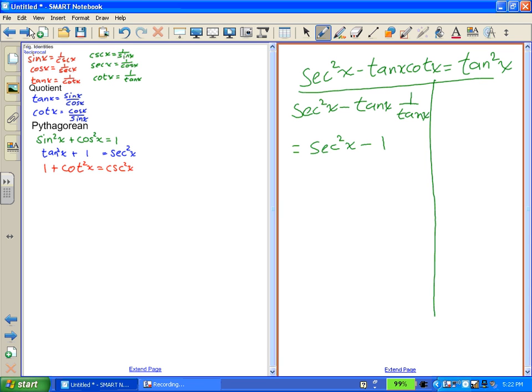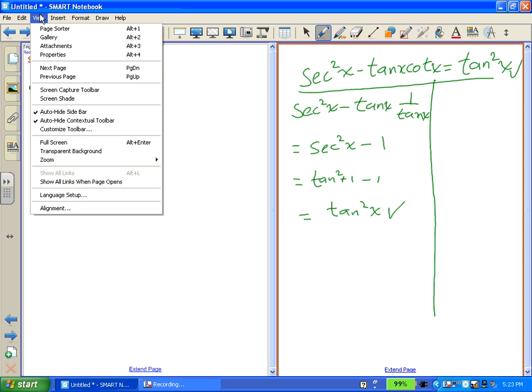Now, where do I have squared? I have that in the Pythagorean identities. I have that in the blue one, which is tan squared x plus 1 equals secant squared x. So let's put that in. Tan squared x plus 1, that's for secant squared x, and then I subtract 1, and that gives me tan squared x. Well, that's exactly what I was trying to verify, so that's done. We've proven it.